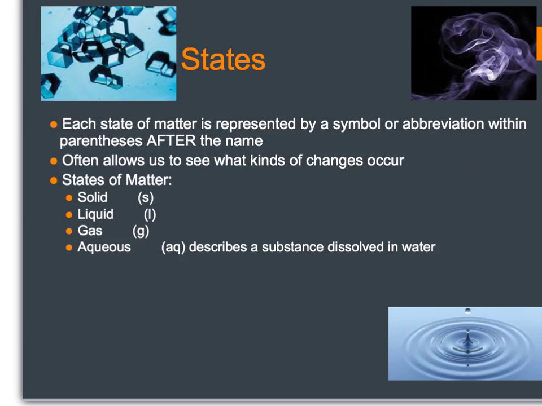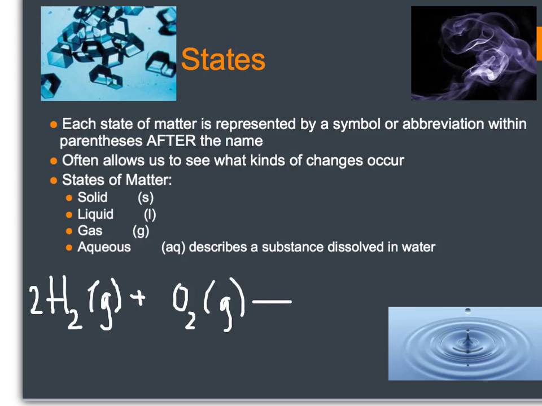A lot of times we will also provide some information within the equation itself, or the chemical formula, that tells us about the materials that we're dealing with. So in that last equation, we had 2 moles of hydrogen, and I told you it was a gas. So you'll often see parentheses with a g to represent this is a gas. And then we have our oxygen, also a gas. And this goes on to create 2 moles of water.